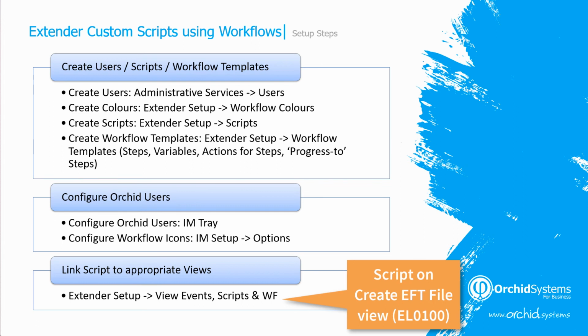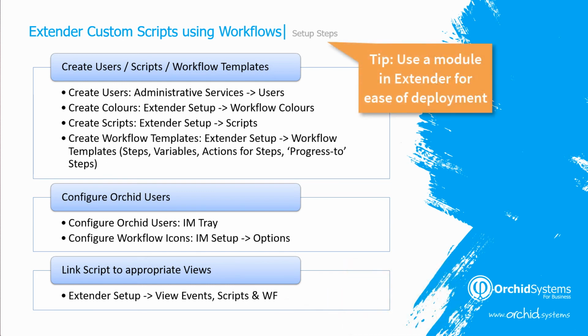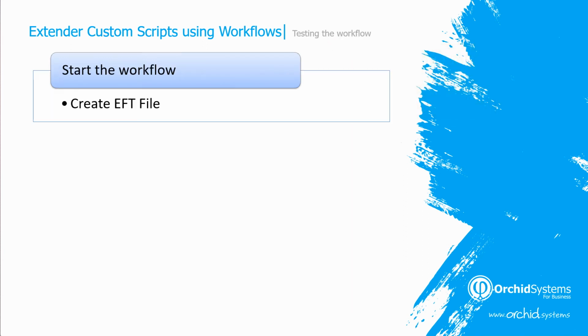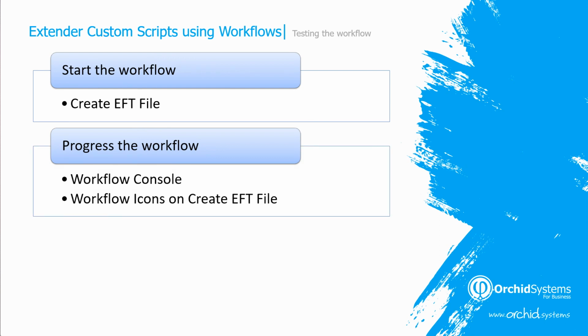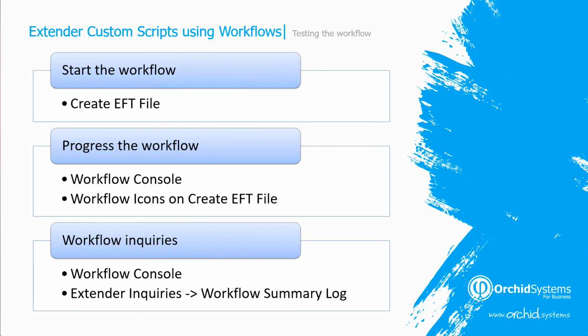And so when the create EFT file button was clicked, if the function call was 0, which is create the EFT file, then the script became active. And then we saw to start the workflow, we clicked create EFT file button on the create EFT file screen. And we progressed the workflow through the workflow console, but we saw we could also have progressed the workflow through the icons on the create EFT file screen. And we had a quick look at the workflow console and the extender inquiries, the workflow summary log to show you the history of all the steps taken in the workflow instance.